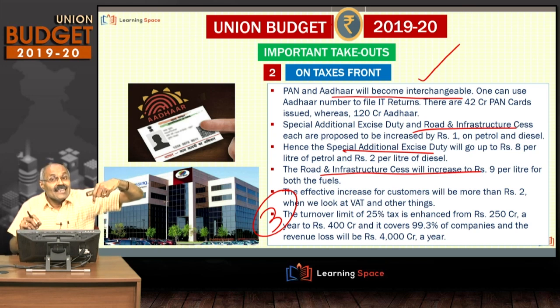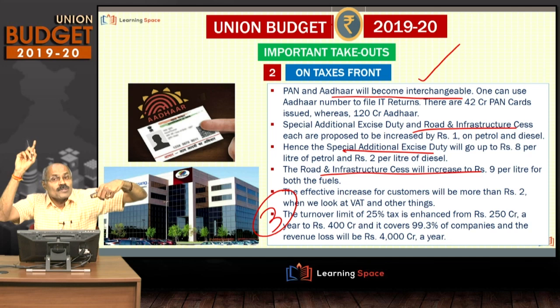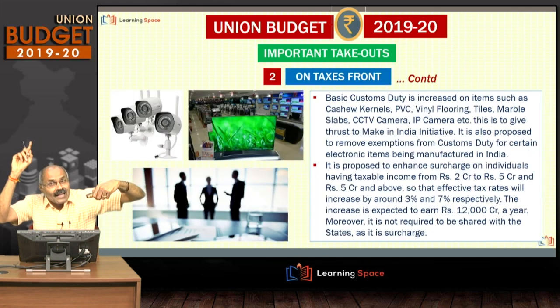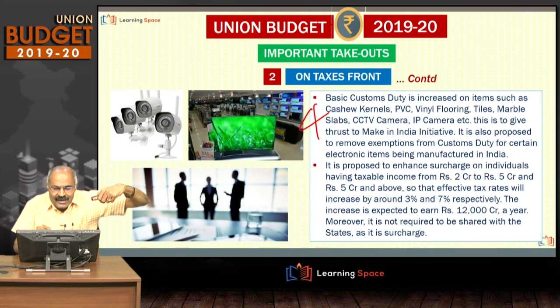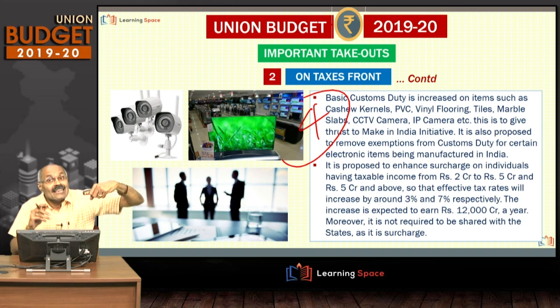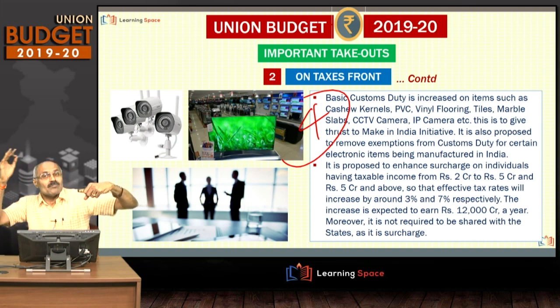Now it is extended to rupees 400 crore turnover. Because of that, government is going to lose revenue of rupees 4,000 crores a year. Then fourth important aspect is basic customs duty is increased on certain items.